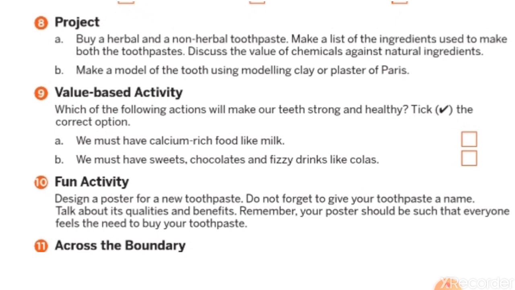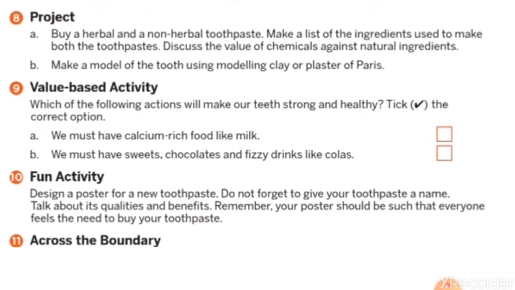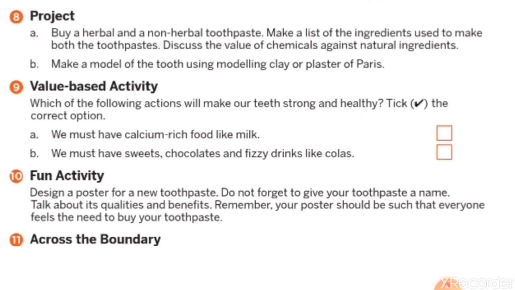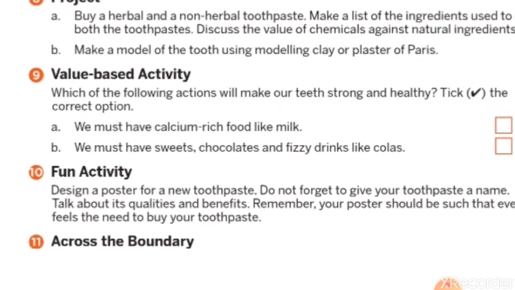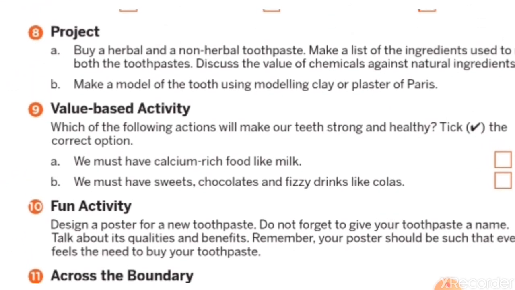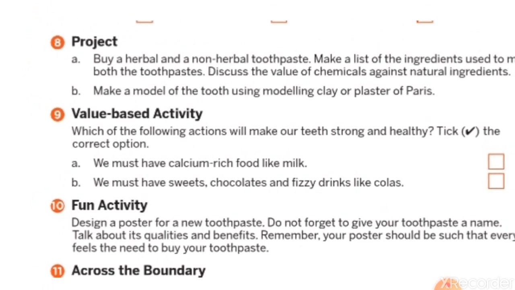B is make a model of the tooth using modeling clay or plaster of Paris. This you can do if you have clay at your home, different colored clay at your home. So you can make the model. It is not compulsory. Whenever you have free time, you can make the model by using the clay.